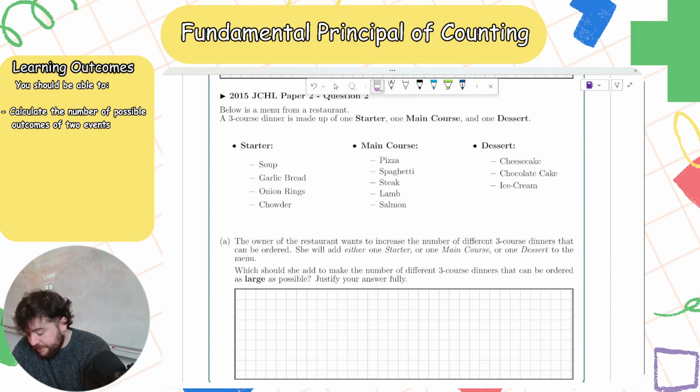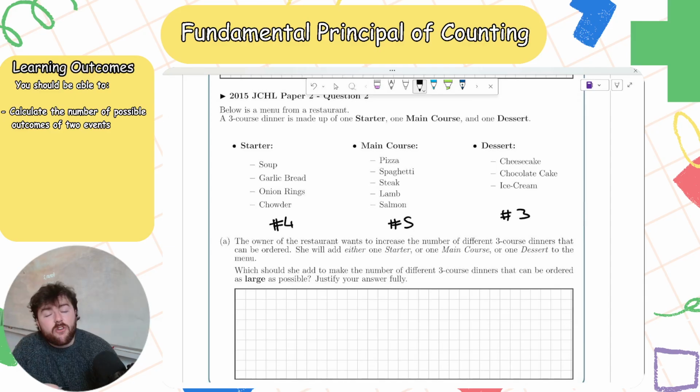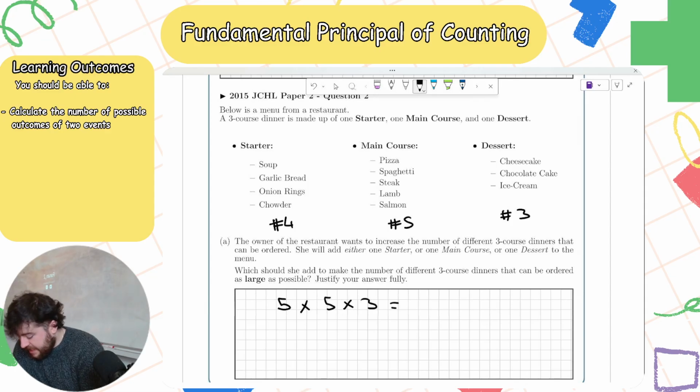So there's 4 starters, 5 mains, and 3 desserts. The first option is she increases the starter by 1. So we have now 5 starters, 5 mains, 3 desserts, which is 75. So you have 75 options there.